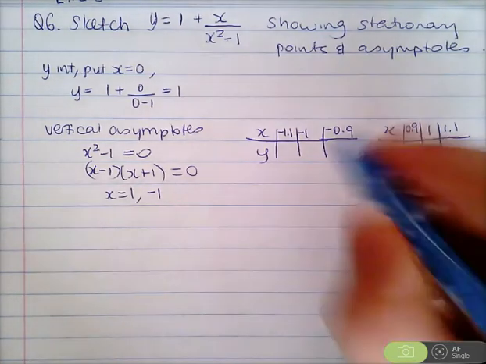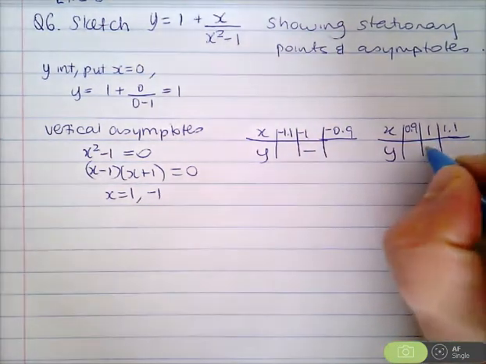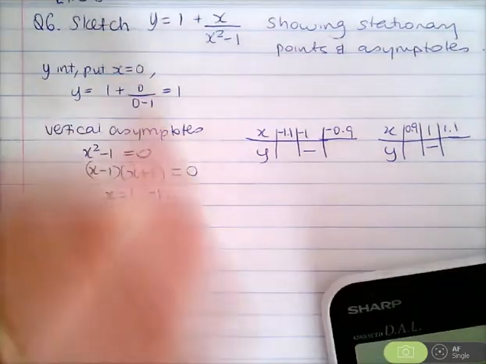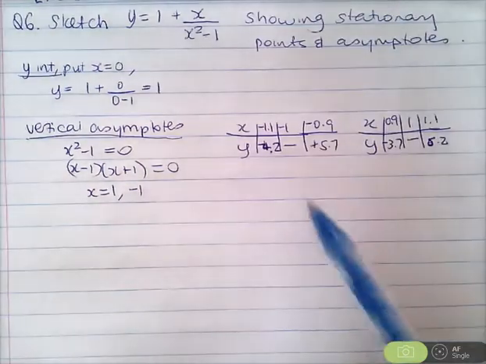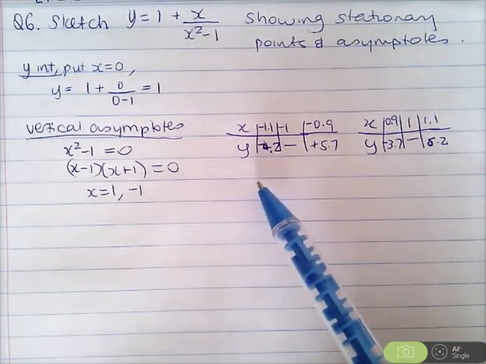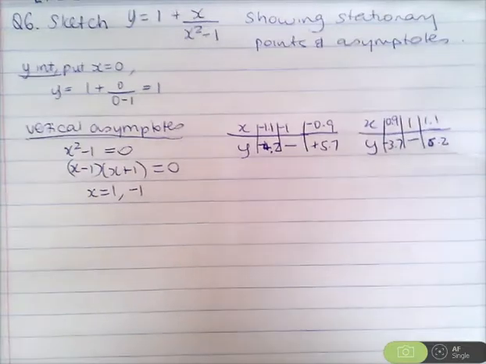Now, we know that it's undefined there at 1 and negative 1. We get negative 1.1, just putting that in on the calculator. Here is the behaviour of the curve on either side of the asymptotes at negative 1 and positive 1.